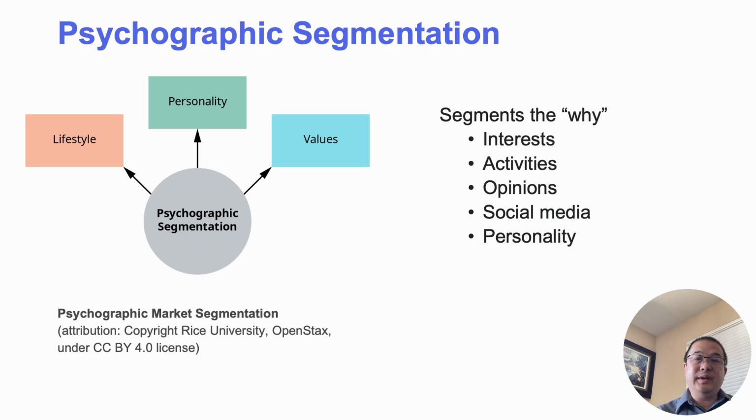Other psychographic variables. The slide also lists interests, what customers enjoy. So, as an example, Nike targets people interested in sports and fitness. Activities. These are things that customers regularly do. So, GoPro markets to people who enjoy outdoor adventures. Opinions. Customers' attitudes and beliefs. Organic food brands appeal to consumers who believe healthy eating is important.